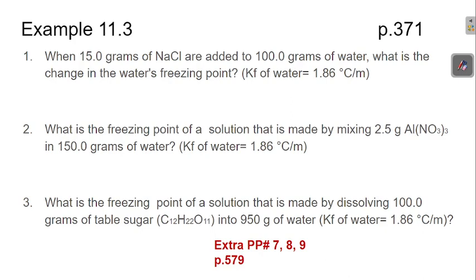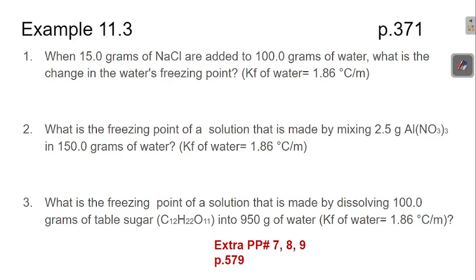Example 11.3. It has 3 sections, and then I have 3 extra practice problems for you. Lots of practice today. First, when 15 grams of sodium chloride are added to 100 grams of water, what is the change in the water's freezing point? And they give you the freezing constant for water. That's always going to be given to you, and you don't have to memorize them.